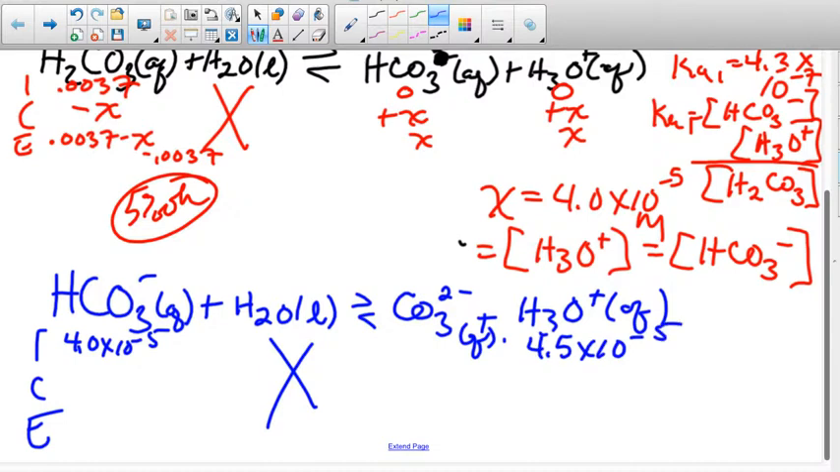Do I have any carbonate initially? No. I'm at 4.5, but it's 4.0. Thank you. Which way is the equilibrium going to shift then? Because I have hydronium there. To the right. Why is this still going to shift to the right? Good, because I don't have carbonate yet. So it is going to shift. Plus x, plus x, 4.0 times 10 to the negative 5th minus x.